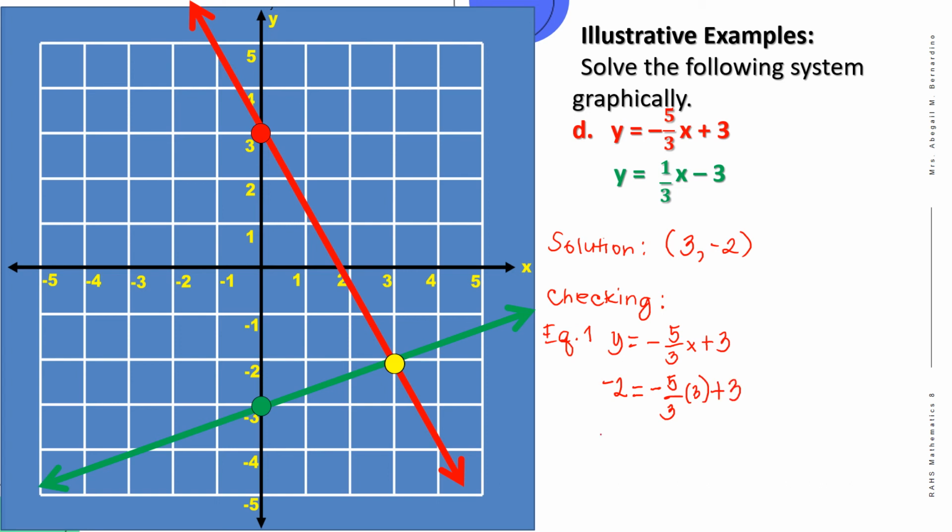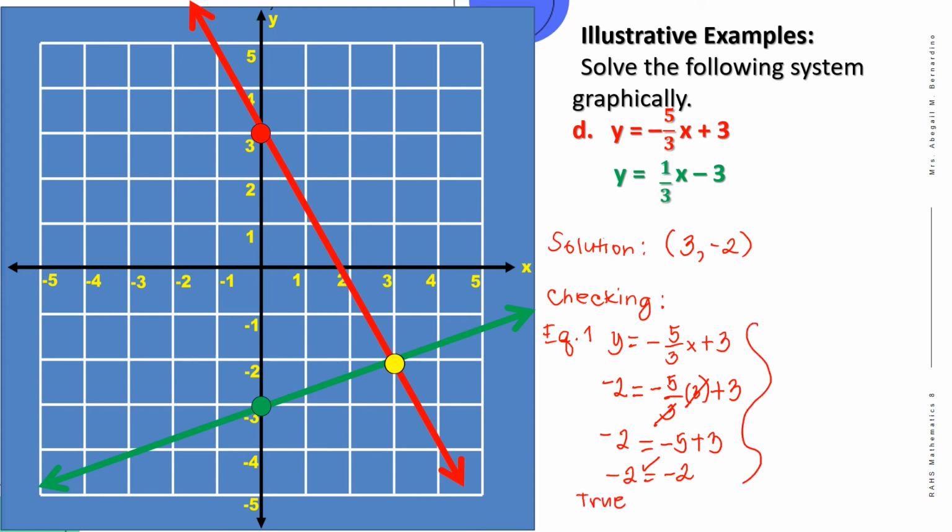So, we have negative 2 equals negative 5 over 3 times 3 plus 3. Now, we have negative 2 equals, so we can cancel the denominator 3 here. Then, we're going to have negative 5 plus 3. Negative 2 equals negative 5 plus 3. The answer is negative 2. And the statement is true.